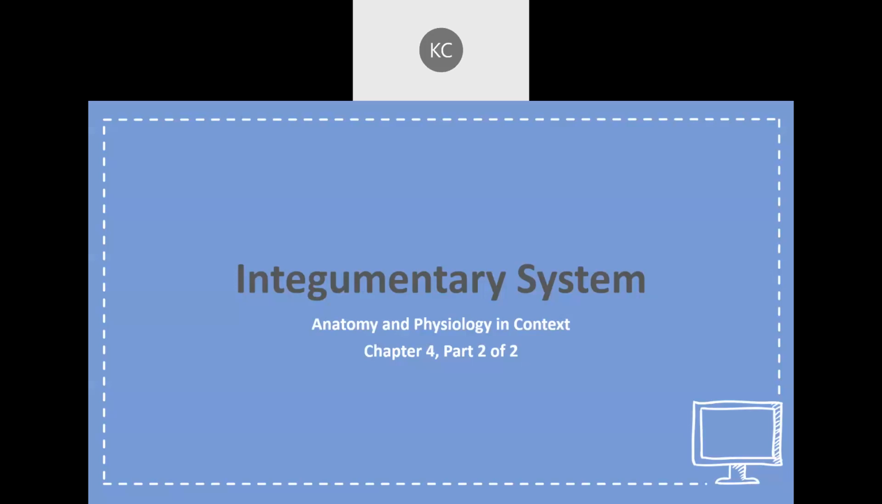All right, so welcome back. So this is going to be part 5 of our integumentary system lecture, and in this one we're going to talk about the hypodermis, sometimes called the subcutaneous layer, and we're also going to be looking at some accessory structures of the skin as well.